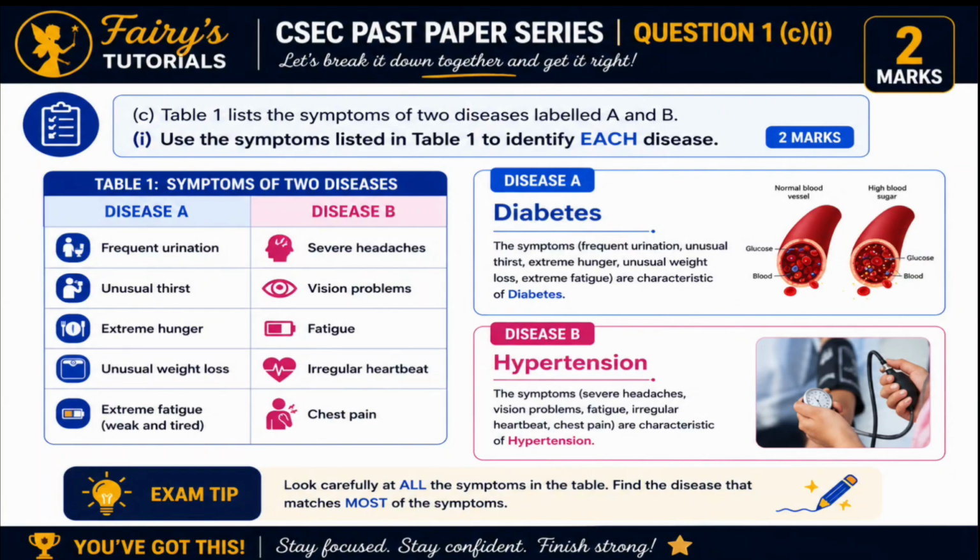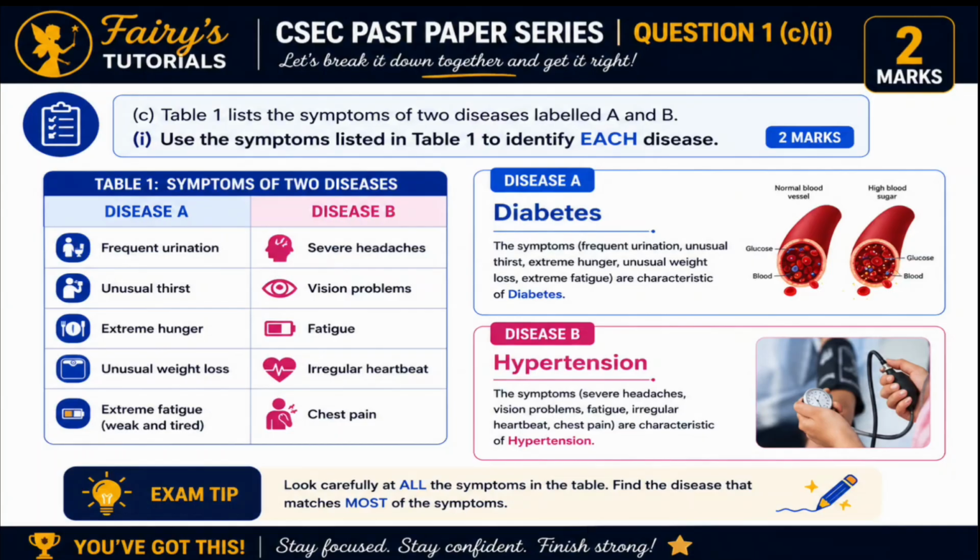So it is important for us to know the symptoms of the lifestyle diseases, the non-communicable diseases, right? Now, disease A lists all the symptoms for. If your answer was diabetes, you are correct, right? Now, the symptoms such as the frequent urination, unusual thirst, the unusual weight loss, all of those guys are characteristics of someone who is diabetic, right?